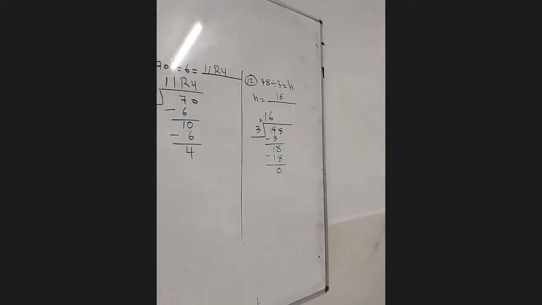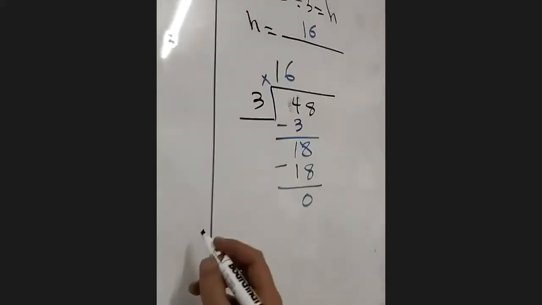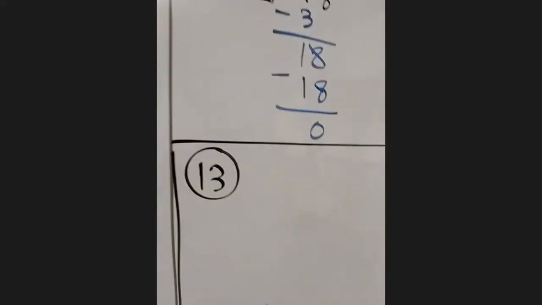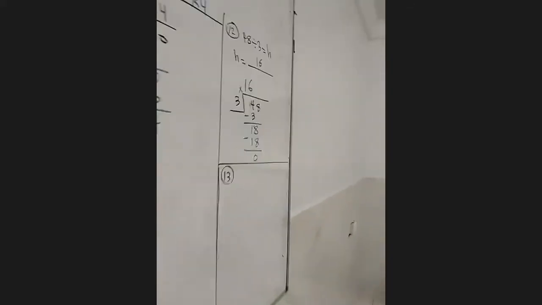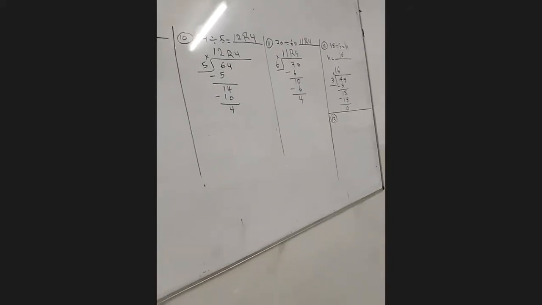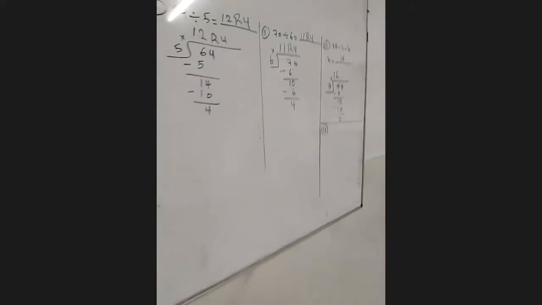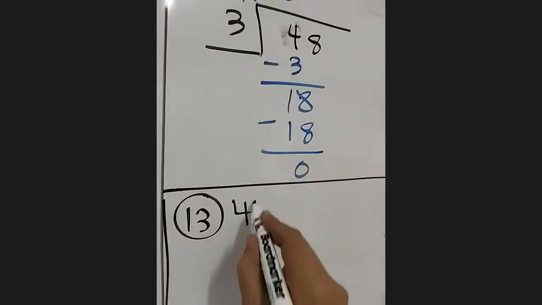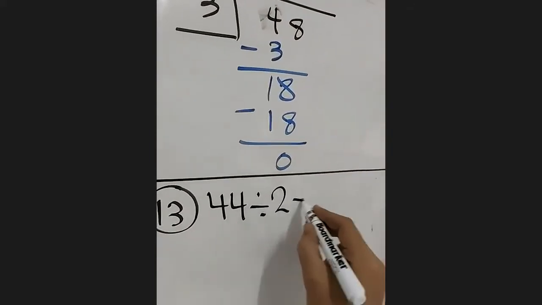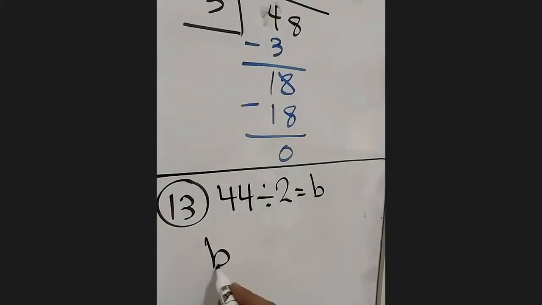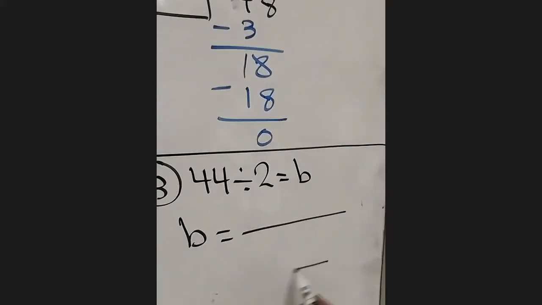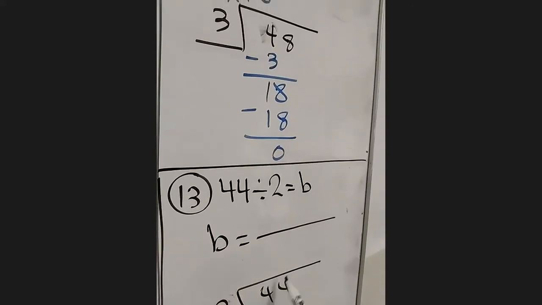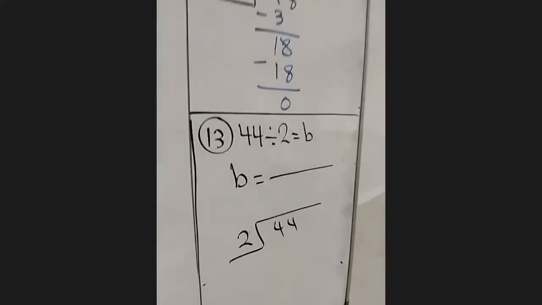Let's go to question 13. Question 13. We have 44 divided by 2 equal b. And b equals. So here we will do the division, 44 divided by 2 to find the value of b. Yeah, it's an easy one.